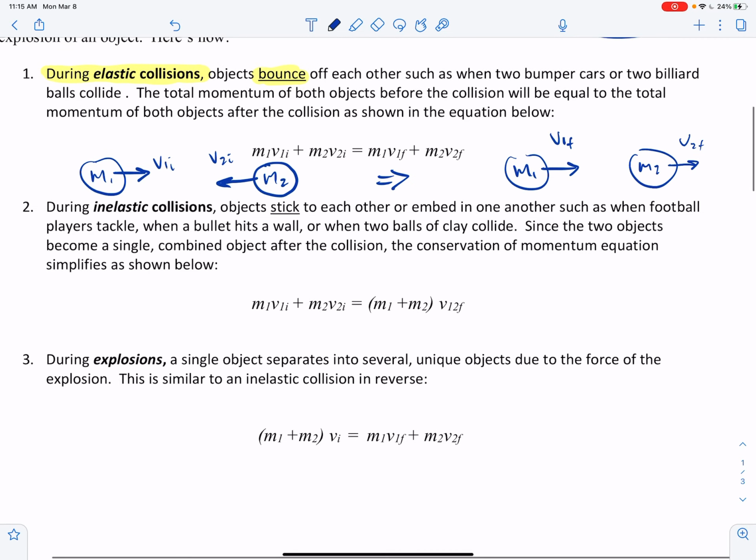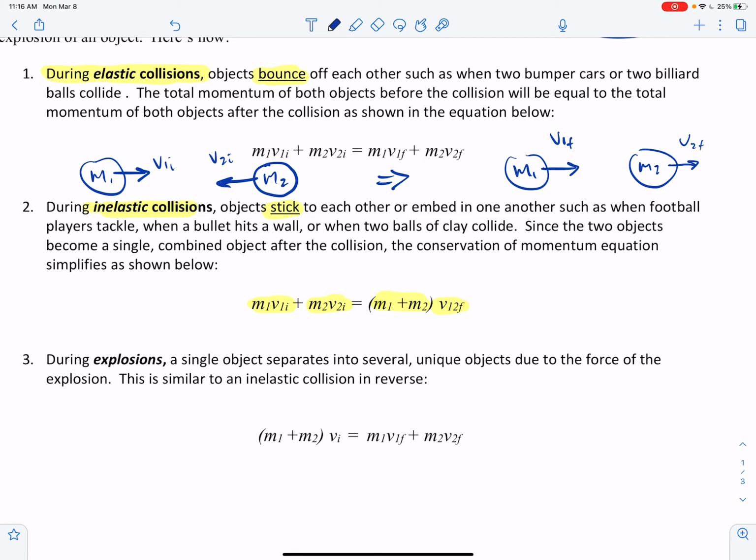What about an inelastic collision? During an inelastic collision, objects actually stick to each other, and they become like one combined mass. So now we have a new equation, which says that the momentum of the first object plus the momentum of the second object before the collision will be equal to the combined momentum of both objects after the collision. After the collision, they're going to stick together, so their masses are going to join up. But since they're one combined object, they will just move with a common velocity, which I'll call V12 final.